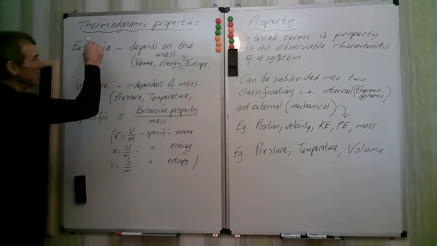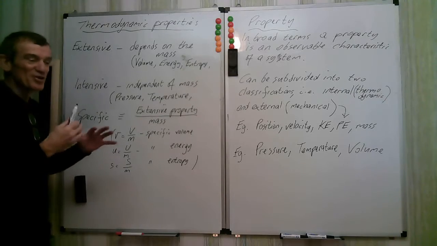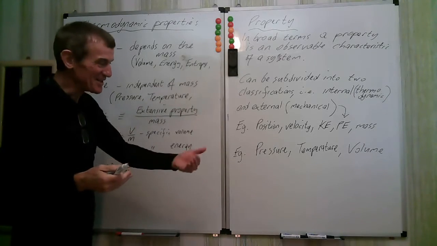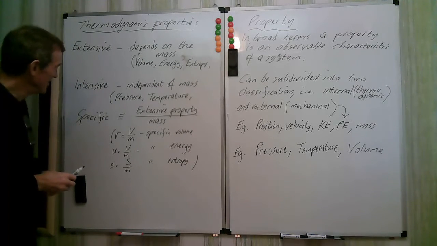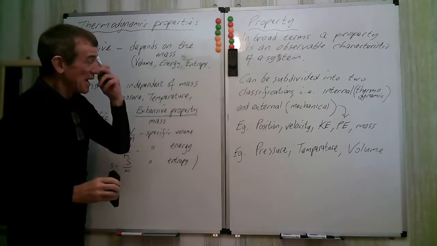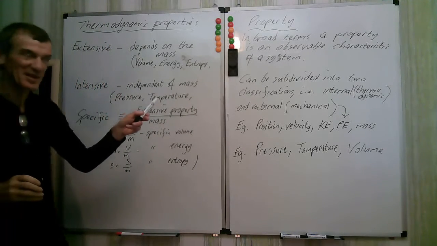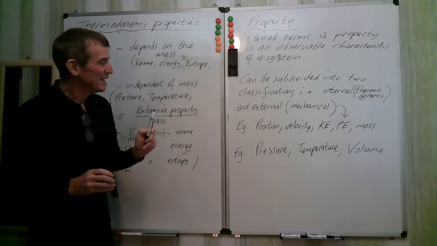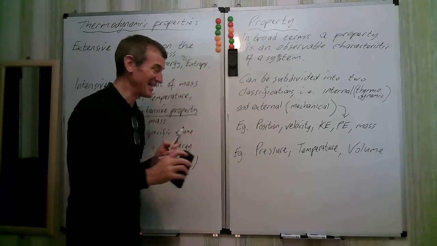So these are thermodynamic properties. We can just subdivide them again. It's useful to know which ones are being affected by the extent of the system and which ones are not. So that's property, in fairly broad terms. It's not a precise definition. I'm going to give you a precise definition in a moment. But before I do that, I want to do the last set of definitions, which is state.